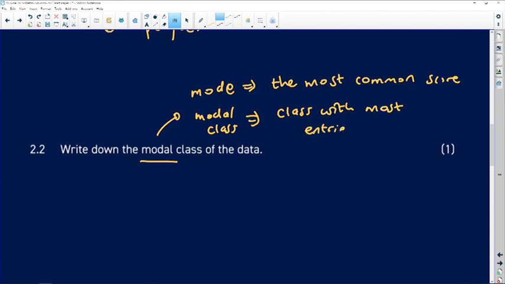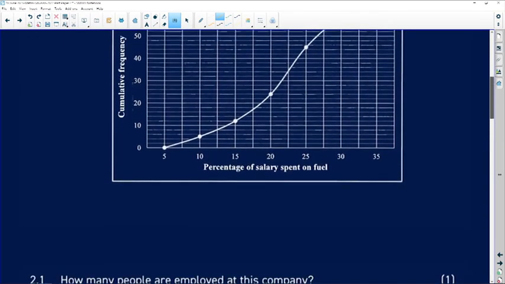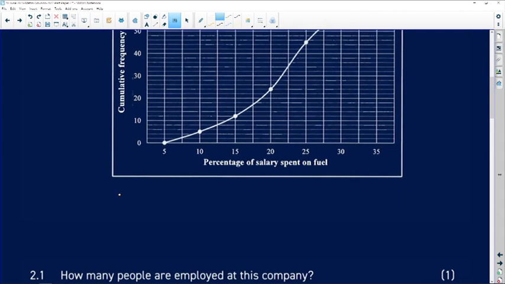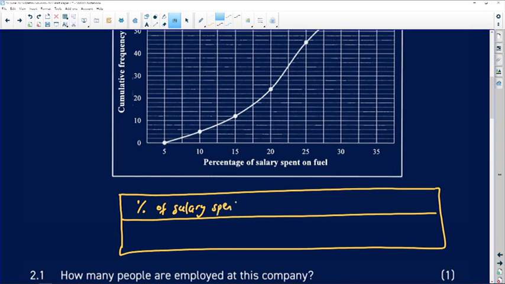Now we don't have a table. Usually it's easy to read this from the table if you have a table. So what I'm going to do here is check the class with the biggest jump. Let's put it this way. If I was writing this information in the table, what would I get, grade 12? Of course, I will have the percentages of salaries, the percentage of salary spent on fuel, I will have that here. And then I will have the frequency on this column here.